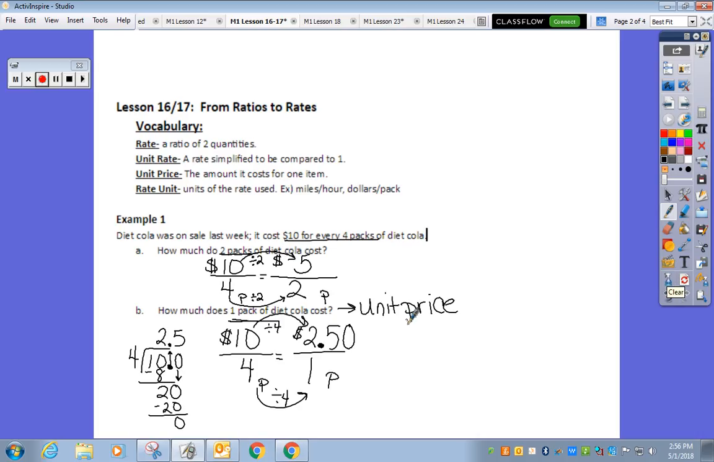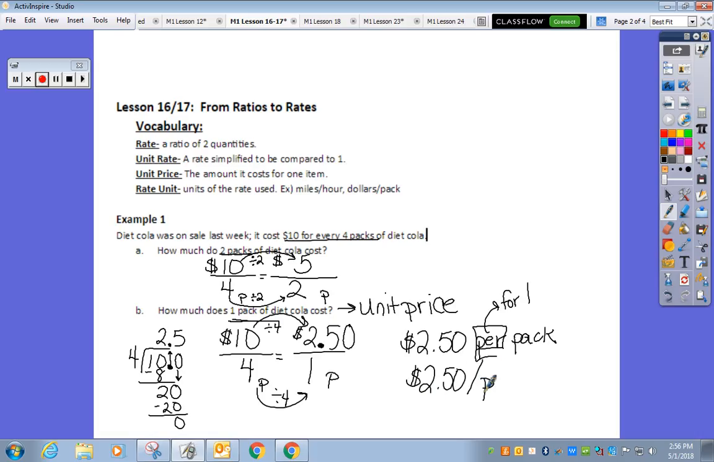Another way that you may write this is $2.50 per pack. Some things here that we should know. Per means for one. When you see that word per, know that it's talking about how much it is for one of something. You may also see it written like this. This line also means per. So if you see it like that, that's what that means. A couple of different ways to write that.